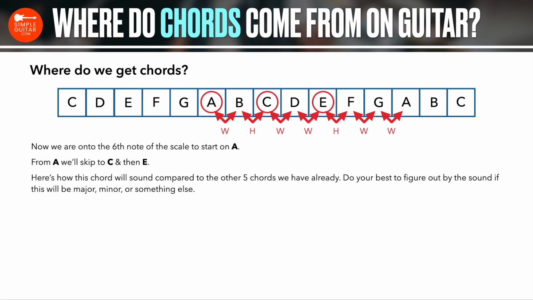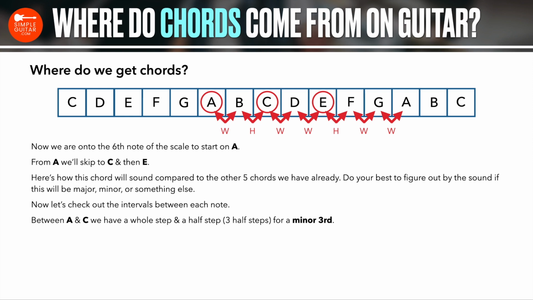Now here's your C chord. Here's your D minor. Here's your E minor. Here's your F major. Here's your G major. And then here's this A chord.